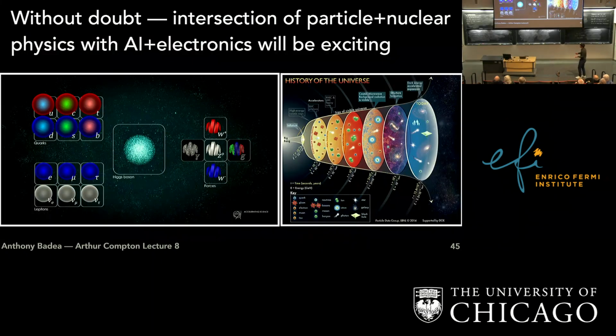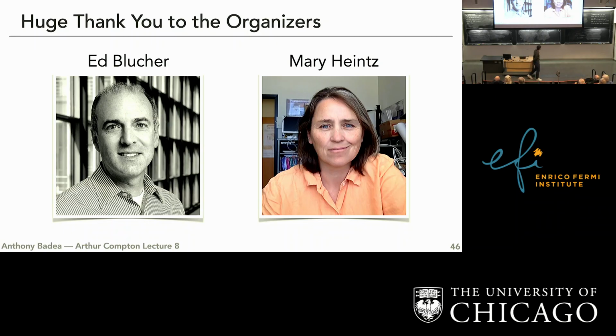But in any case, the whole point I wanted to make out of this entire lecture was that, to me, I think without a doubt, the intersection of particle physics and nuclear physics, keeping an eye on cosmology and astrophysics, and AI and electronics will be an extremely fruitful line of research for the foreseeable future. We'll understand more about the building blocks, more about putting them together to form large scales, and using technology in between.